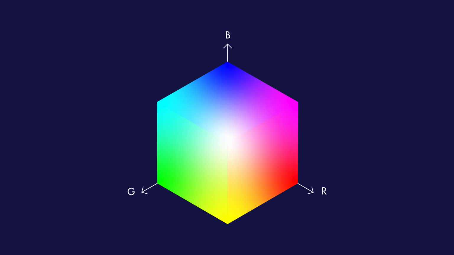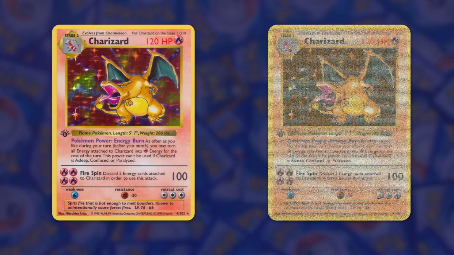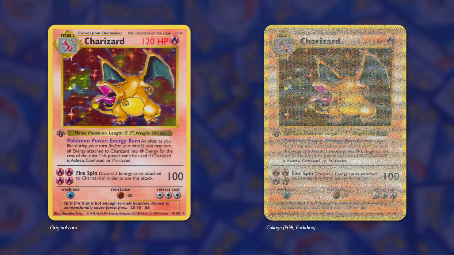I started with a simple approach. I treated each color as a point in 3D space and measured the Euclidean distance between them. The closer the points, the more similar the colors. While this method works on a basic level, it doesn't fully capture the nuances of how we perceive color.